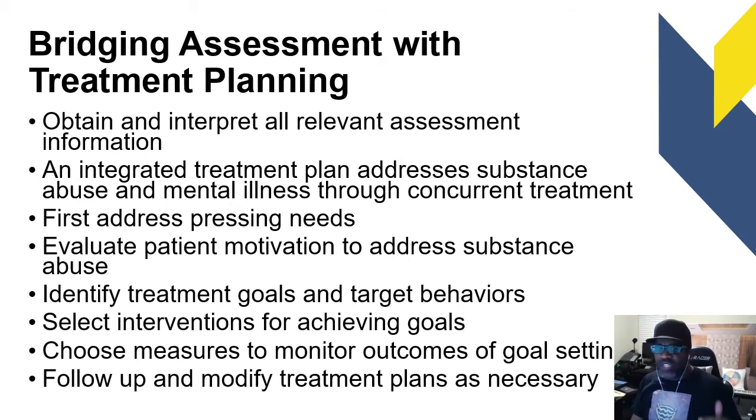Let's rewind. Bridging assessment with treatment planning. Obtain and interpret all relevant assessment information. An integrated treatment plan addresses substance abuse and mental illness through concurrent treatment. First, address the pressing needs. Evaluate patient motivation to address substance use. Identify treatment goals and target behaviors. Select interventions for achieving goals and choose measures to monitor outcomes of goal setting. Follow up and modify treatment plans as necessary.